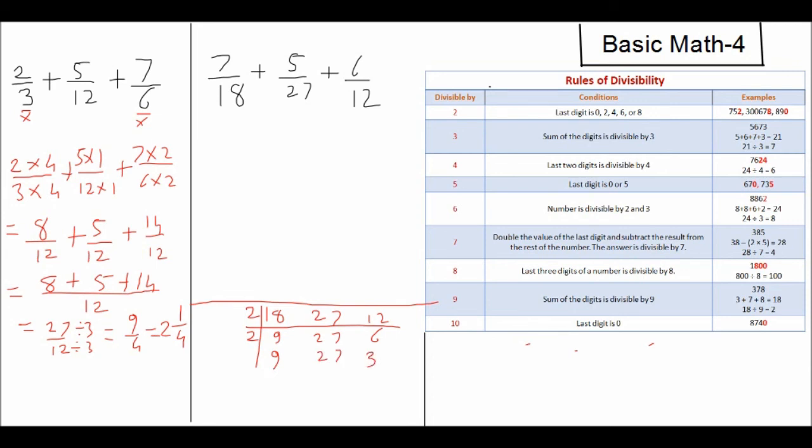Now here not a single number is divisible by 2, then we will take 3. 3 3s are 9, 3 9s are 27, 3 1s are 3. Again we continue with 3: 3 1s are 3, 3 3s are 9, 3 1s are 3, and then 3 1 1 1. We will multiply these numbers. So what we get? 3 cube into 4. 3 cube into 4 means 27 into 4, and 27 into 4 is 108. So 108 is the LCM.